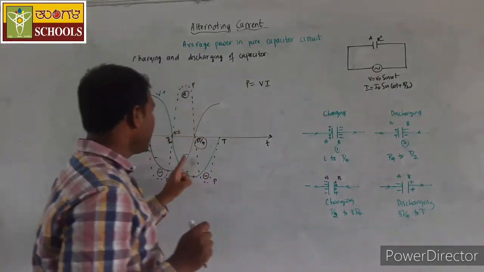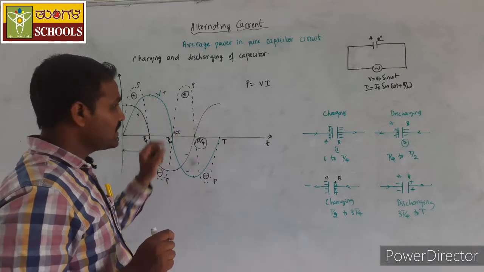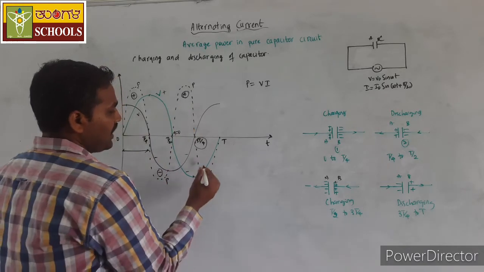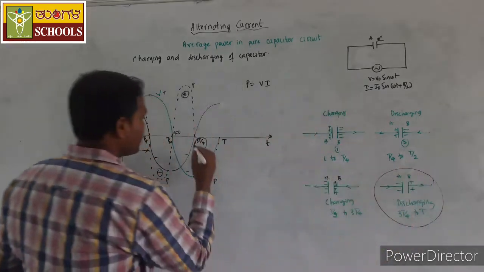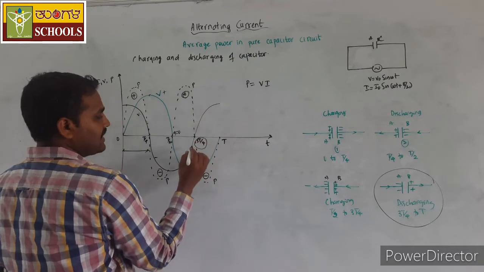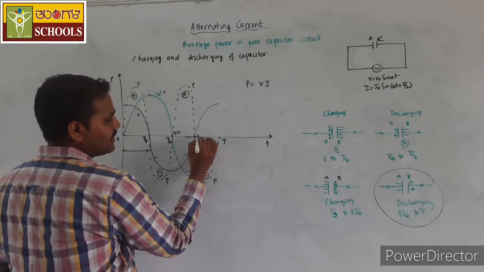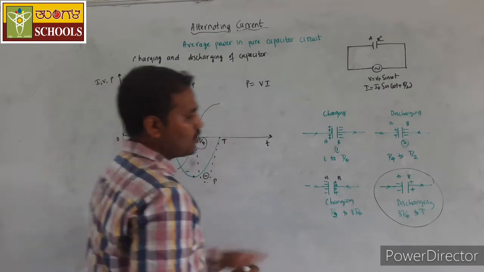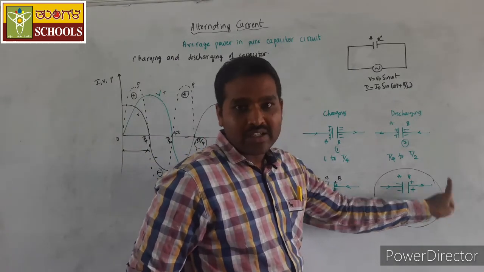Yes, that is the meaning of this positive power during the third quarter. Then again, during the last quarter, you can see the current is changing its direction again. It is crossing the x axis here, so it is changing direction. We can observe the current is moving again in a forward direction.